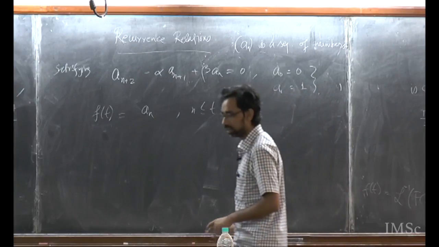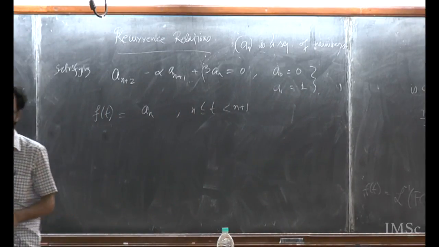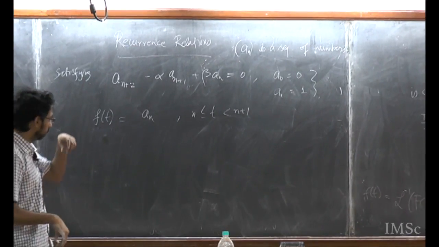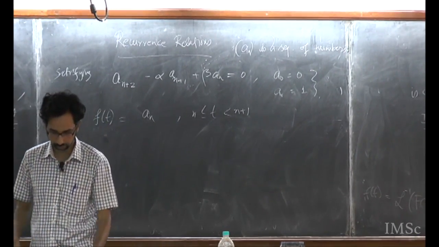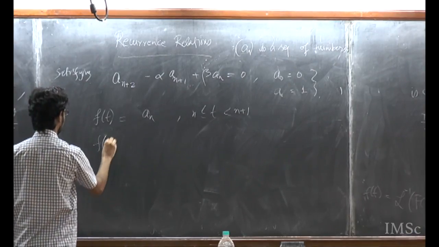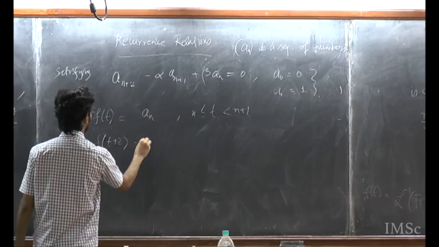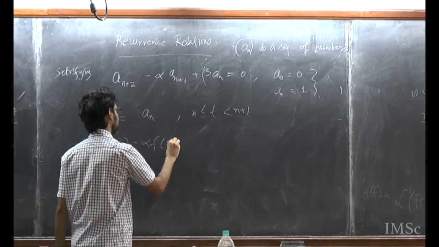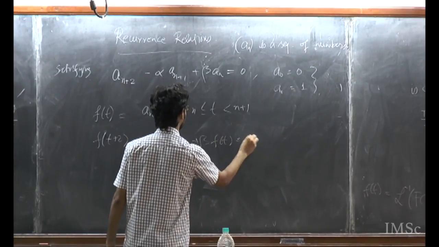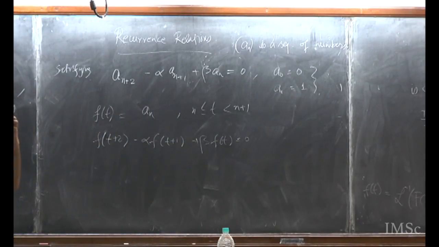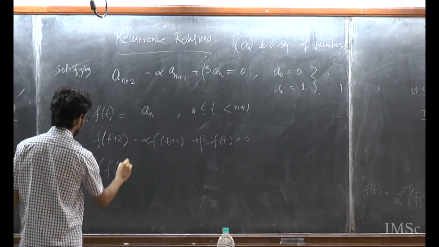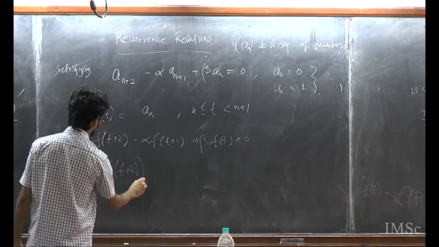So I define this function. This is a piecewise continuous function. Now, I write it in terms of f(t+2) minus alpha f(t+1) plus beta f(t) equals 0. So let's take the Laplace transform of f(t+2).